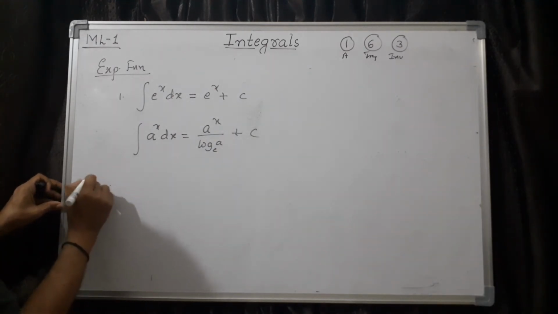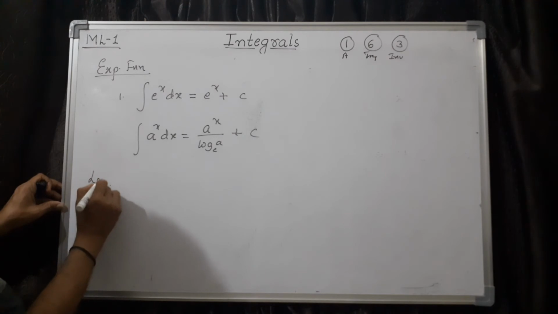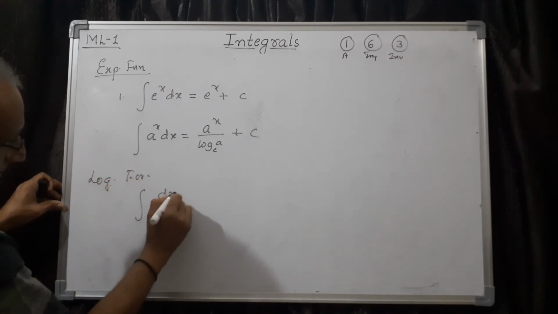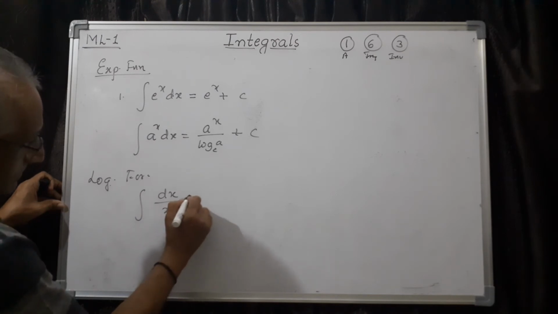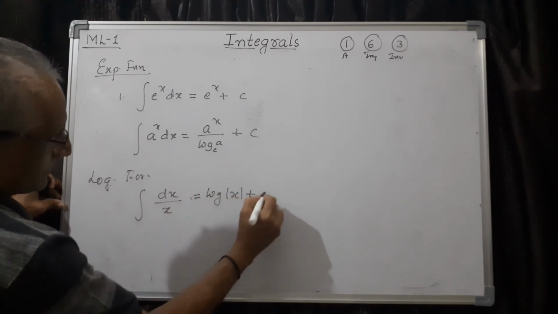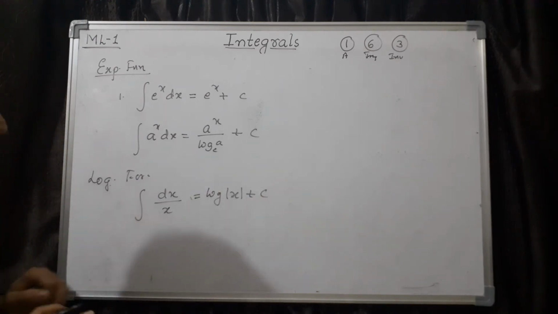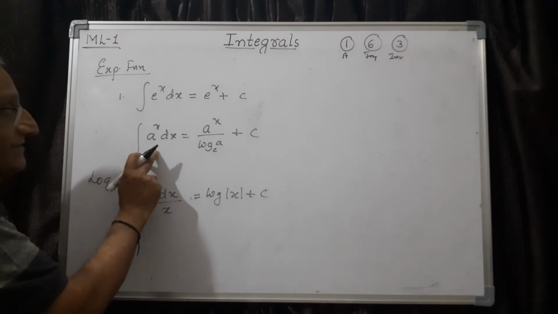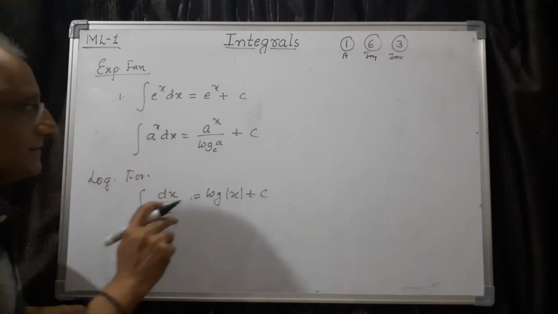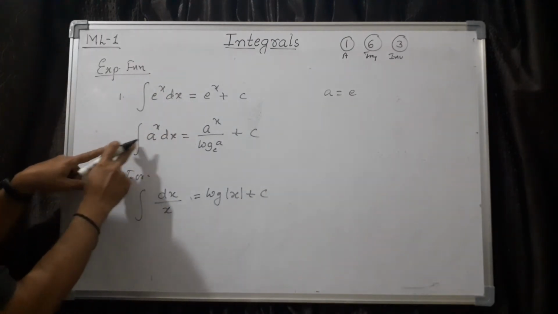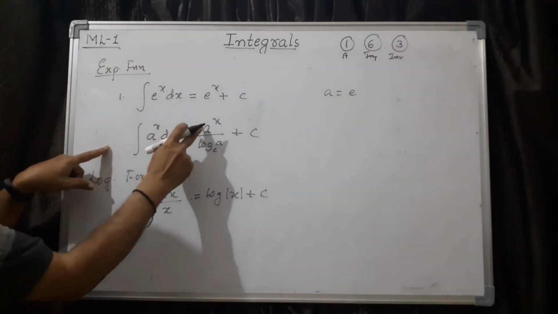So next one is the logarithmic formula. Here the integration of dx by x is equal to log of mod x plus c. Now we have to understand that these two are not separate formulas. This is the general case, and this is the specific case. For example, if you take a equal to e, here a power x dx becomes e power x.